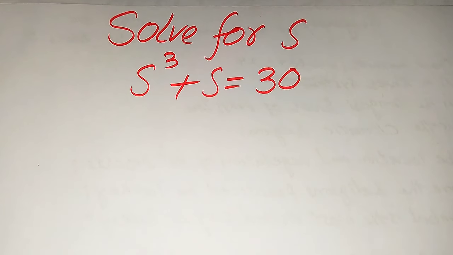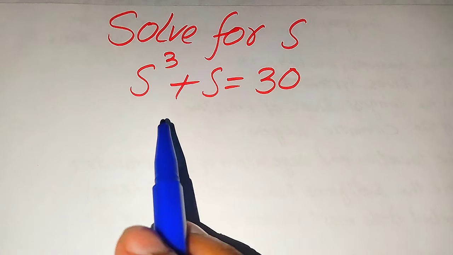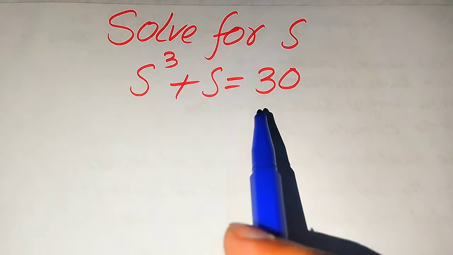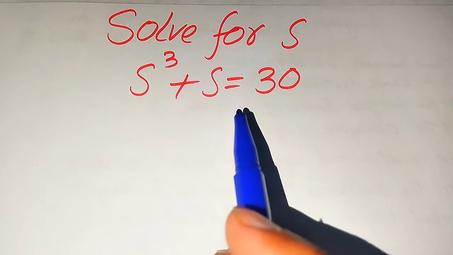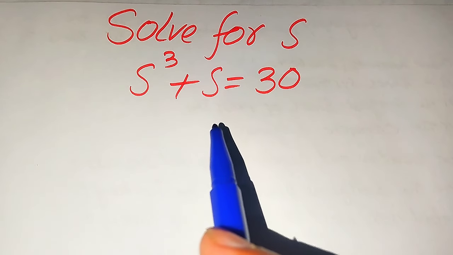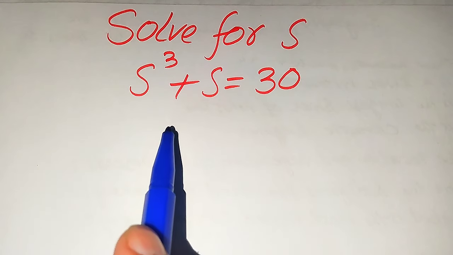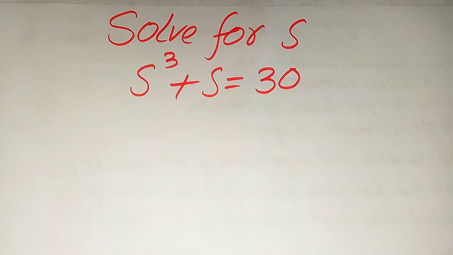Hello everyone, how to solve this problem for the values of s. If we have s cubed plus s is equal to 30 and we solve this problem for all the values of s. Here you see that this equation is a cubic equation of highest degree 3. It means that this equation has 3 roots. So now here we need to find all those 3 roots of the given equation.